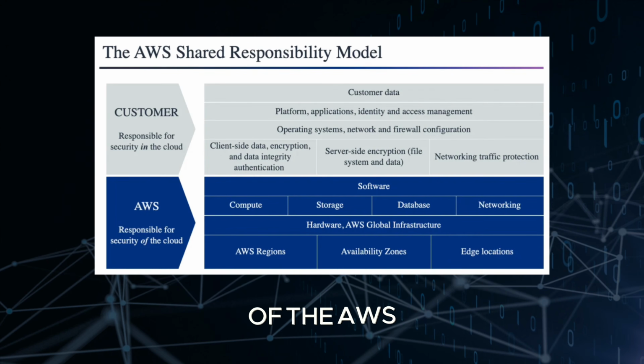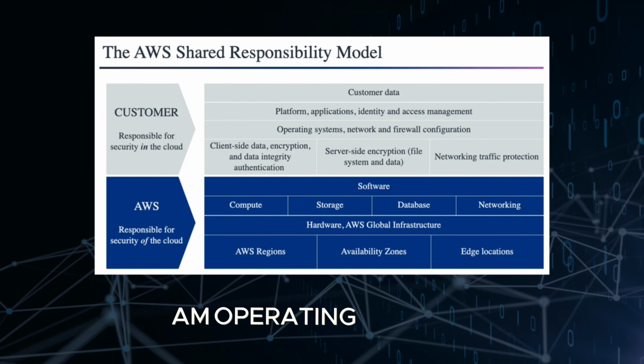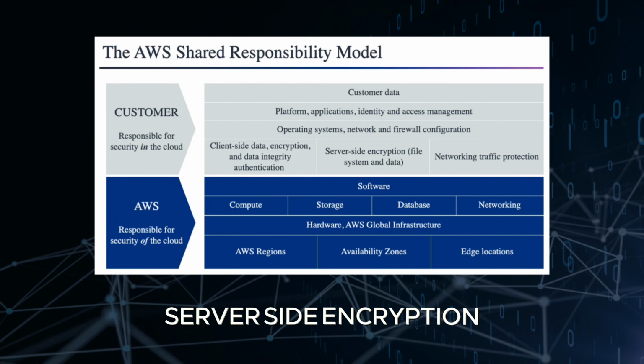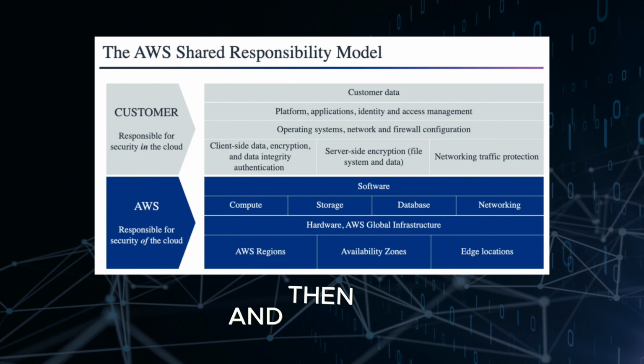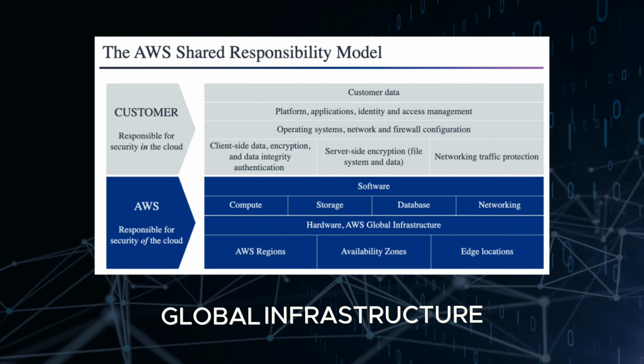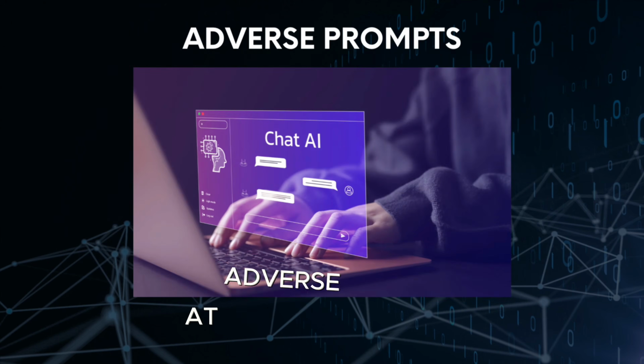So in terms of the AWS shared responsibility model, the customer is responsible for security in the cloud, and AWS is responsible for the security of the cloud. So the customer is responsible for the customer data, platform applications, IAM, operating systems, network, firewall configuration, client-side and server-side encryption, and network traffic protection. And then AWS is responsible for the software, compute, storage, database, networking, the hardware and global infrastructure, the regions, availability zones, and edge locations.